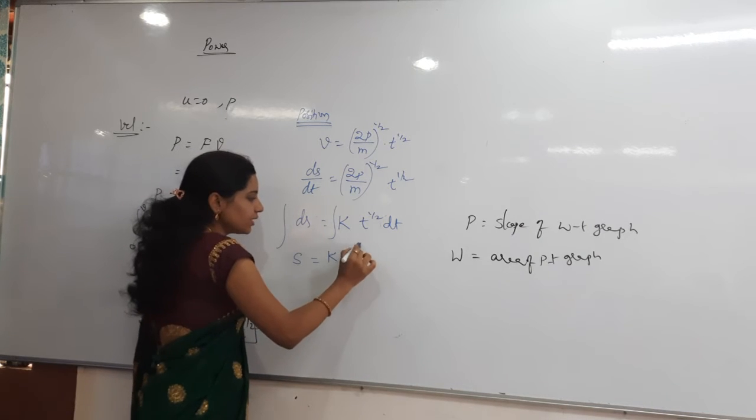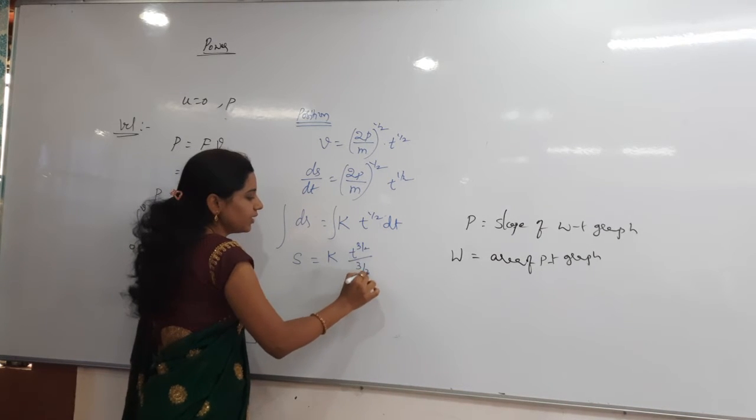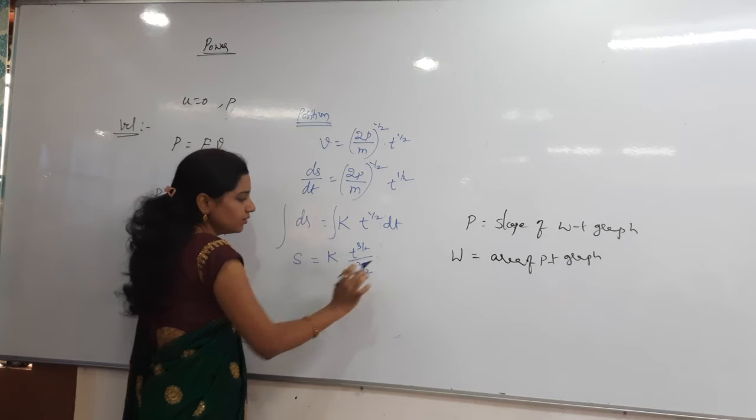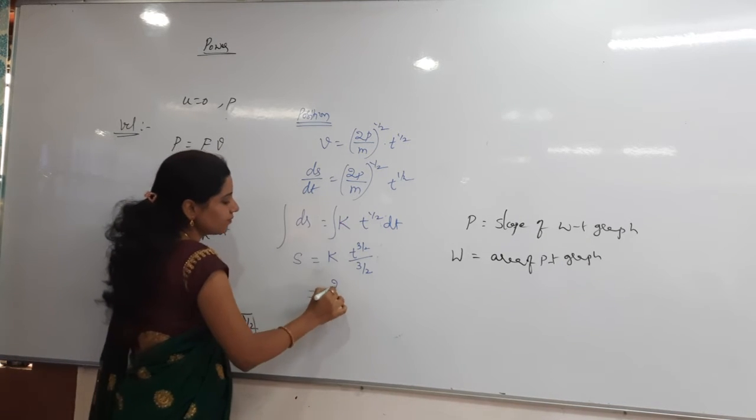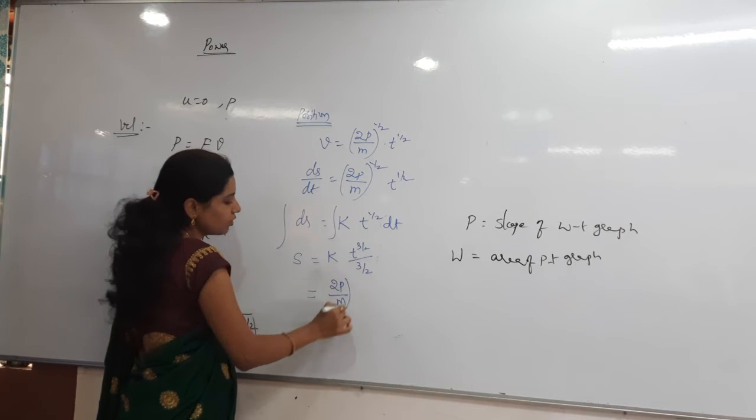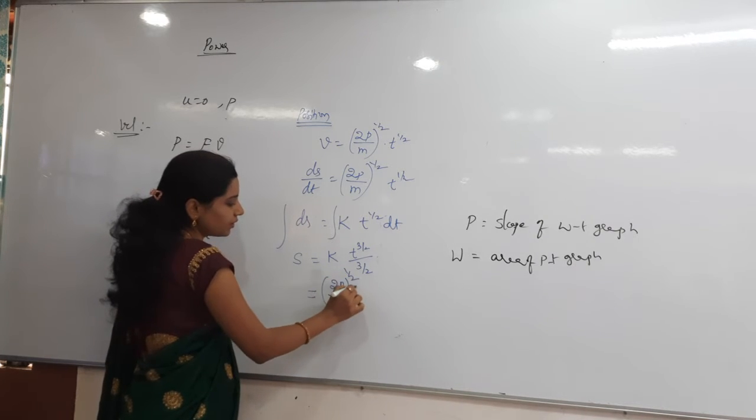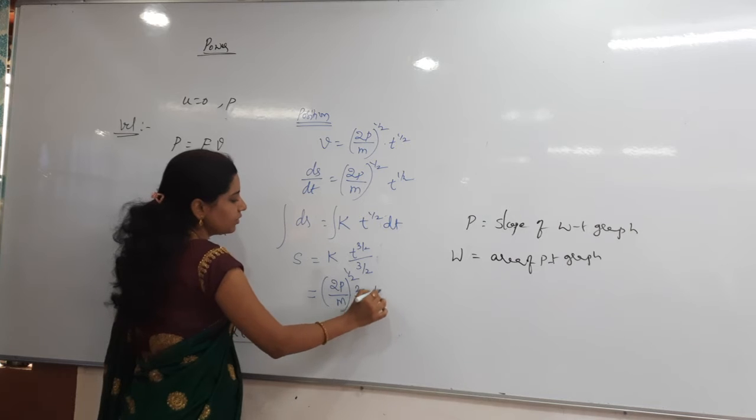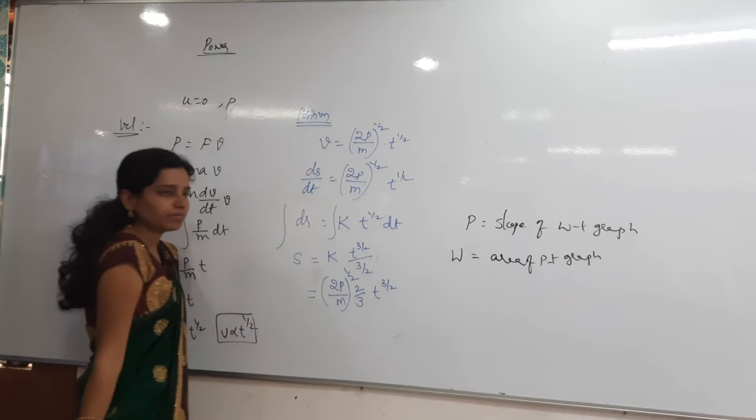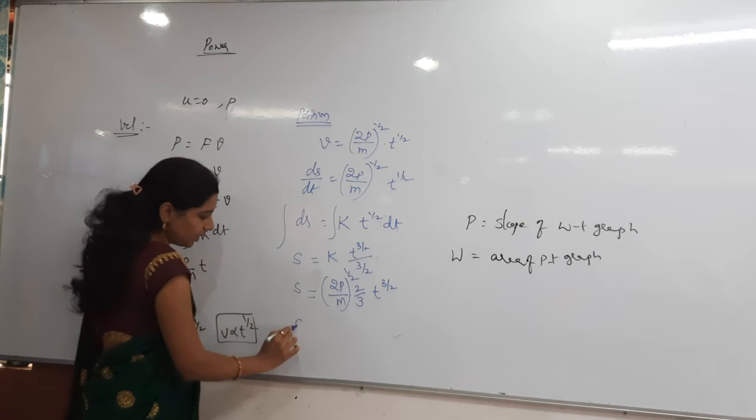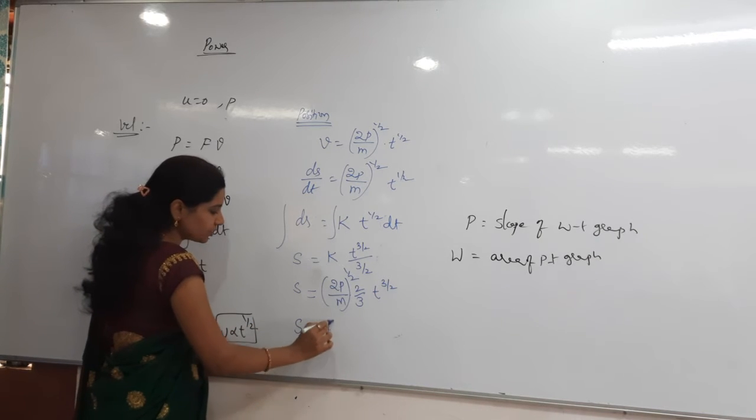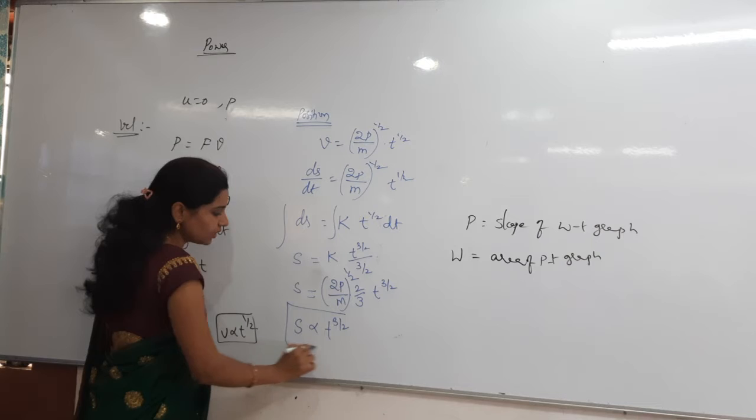T power 3 by 2 divided by 3 by 2, dt will go, no? So that is what we are getting. And then this k value is how much here? (2p by m) whole power 1 by 2, and then 2 by 3 will go up, and 3 by 2 will be remaining, t power 3 by 2 will be remaining. So directly I can write here s is directly proportional to t power 3 by 2.